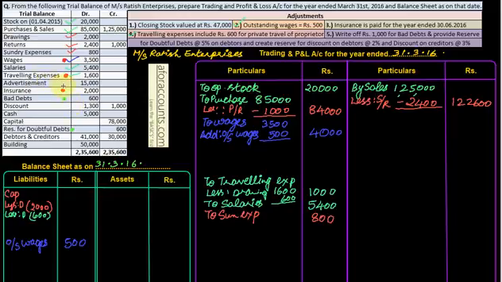After travelling expenses, advertisement 15,000. So to advertisement in your P&L debit, 15,000.